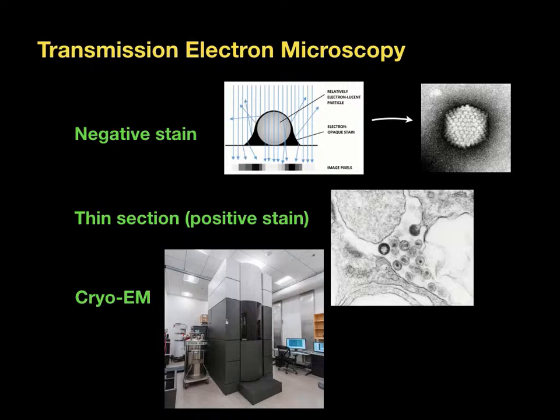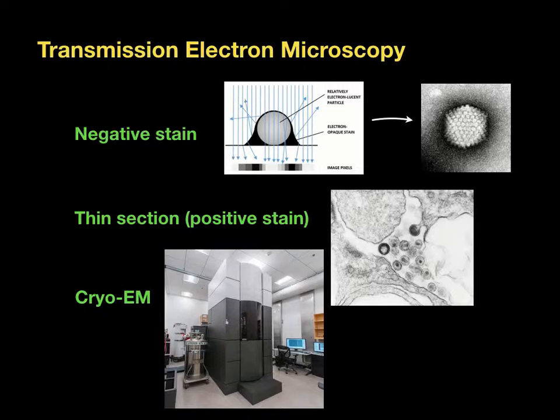Then there's another technique of electron microscopy that's called cryo-EM, and this is basically because we're using frozen samples. These allow us to get more resolution, and this is a machine that is down at the waterfront. Steve Reichow uses that machine.